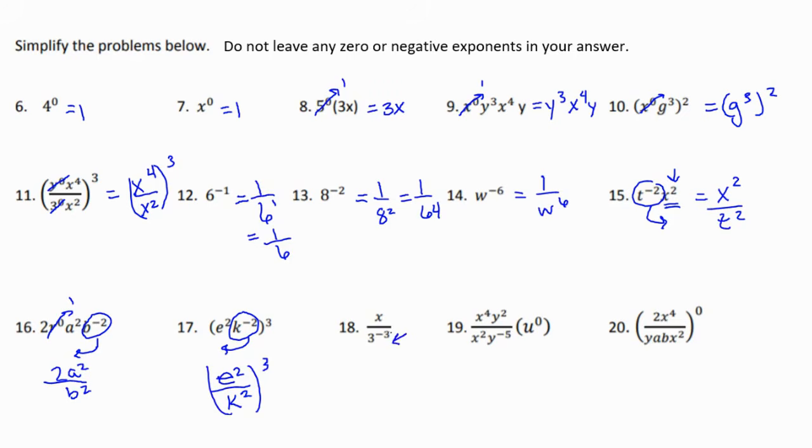Here we have a negative exponent on the bottom. So where does it go? It is going to the top. So we have 3 to the positive third power times x. That can be simplified into 27x.